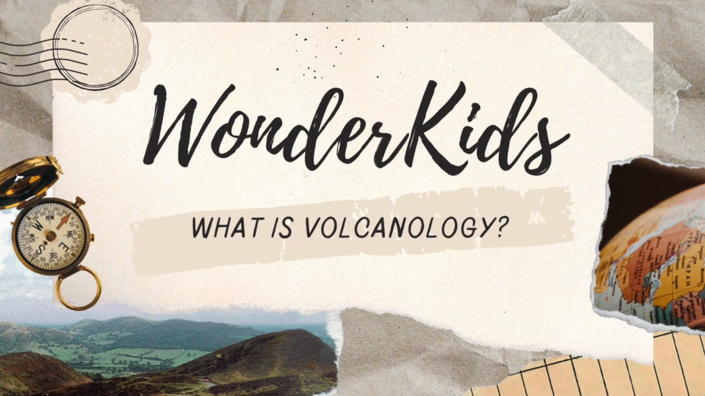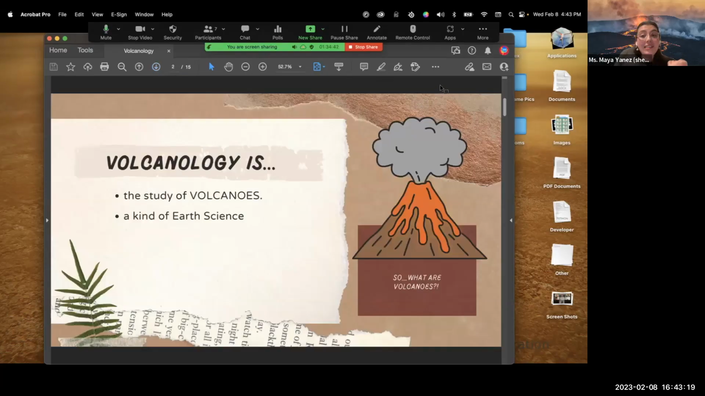What is volcanology? Volcanology is the study of volcanoes, as mentioned, but it's also a special kind of earth science. Earth science is the whole bunch of different fields that help us look more closely at our planet Earth and understand how it works, right? All of the different cycles that happen, how it works from all the way down into our core, all the way to the very top parts of our atmosphere that touch space, right?